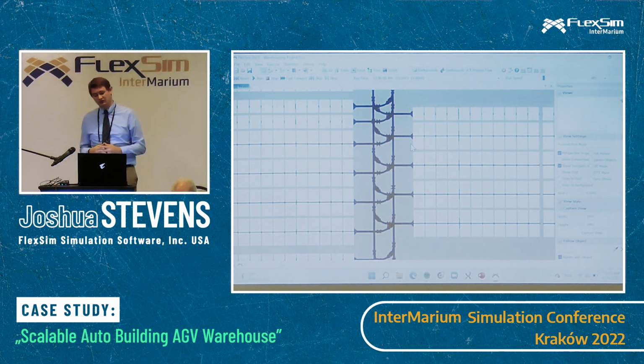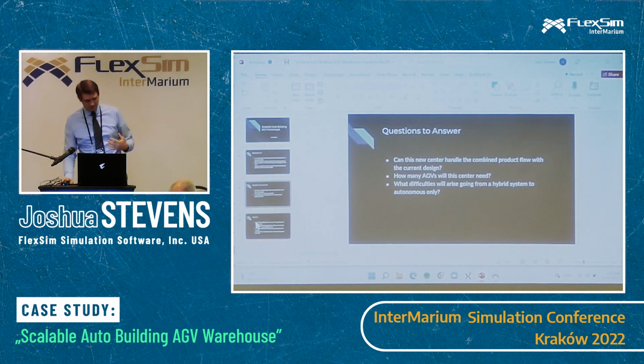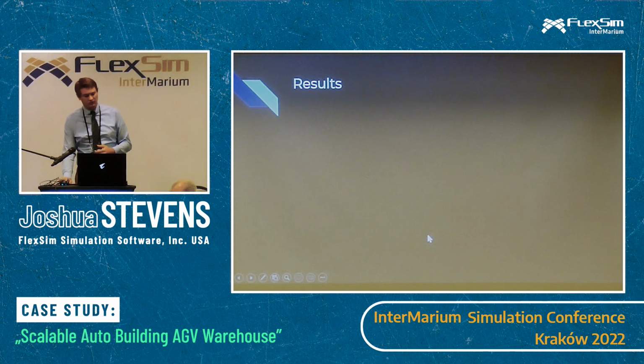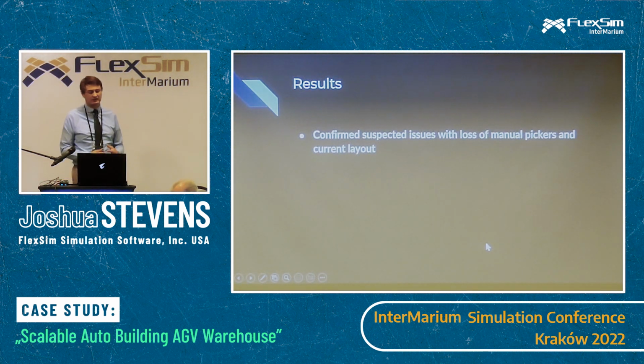So currently for this project, the next step is that we're going to model that, where their system is going to handle it. We're saying, hey, these two different products are on opposite sides of the model, but they could be combined and then put away again. So this is an area where the model was a great help to them. So the results, like I said, it confirmed the suspected issues with loss of manual pickers in the current layout.